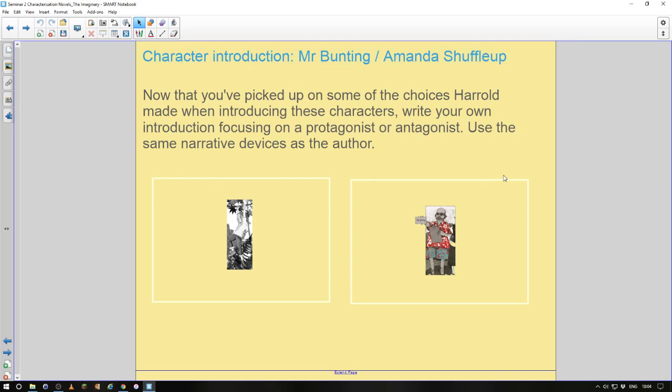But the key here is to build on what we were doing before, where we were looking at the text and thinking, how do we feel about Amanda, and how do we feel about Mr. Bunting, and why do we feel that way? What is it that A.F. Harold has done in his writing to make us feel that way?